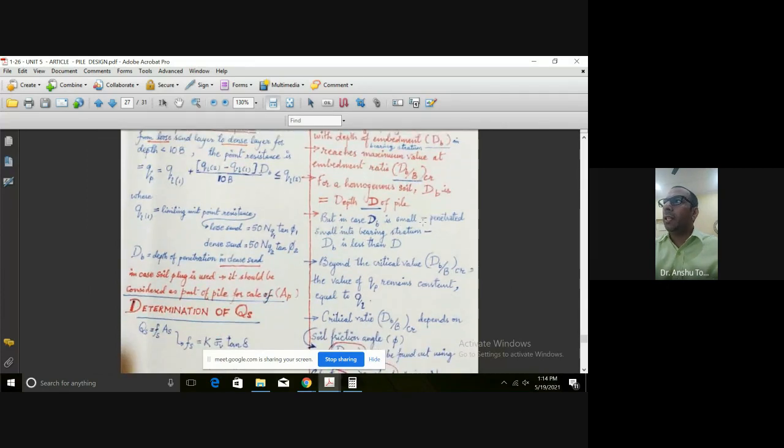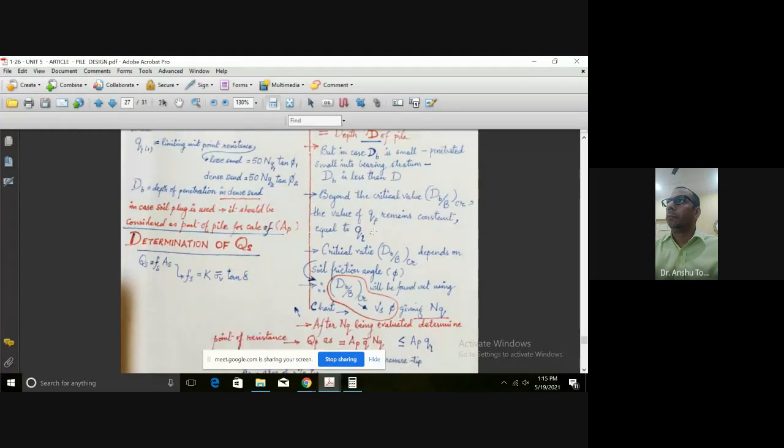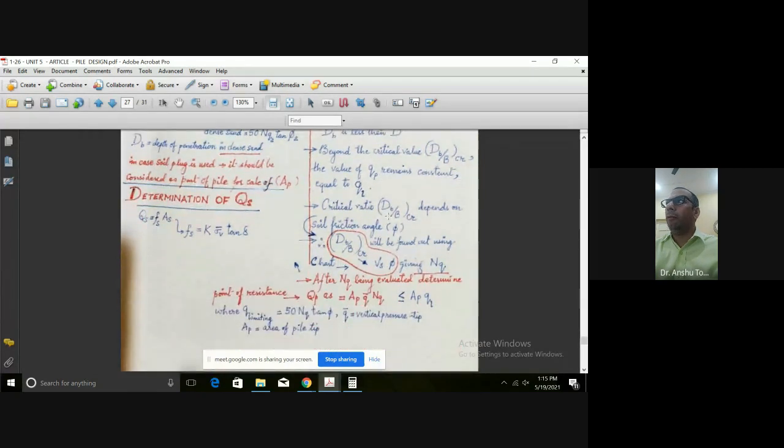But in case dB is small, that is, it is not being penetrated into the soil to a larger depth, in a small depth into the bearing stratum, that means the bearing stratum is very close to the ground surface, in that case dB is less than D. Beyond a critical value, that is D upon B critical value, QP remains constant, equal to Q limiting.